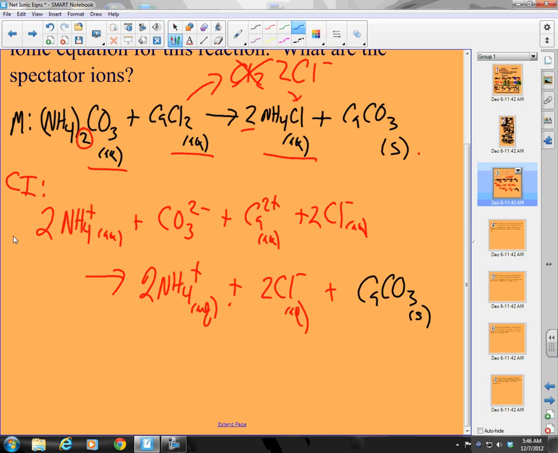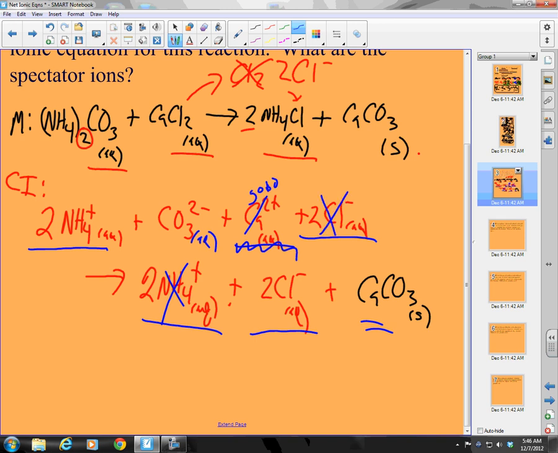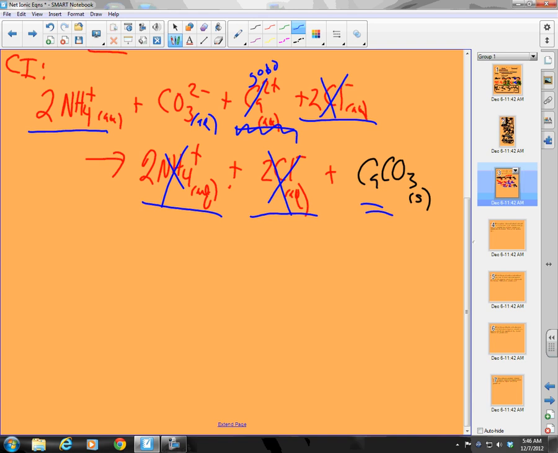Now we want to do what? Let's see if we have any spectator ions. Well, I have 2 ammoniums here. I have 2 ammoniums there. Oops, that should be aqueous, sorry. I have 1 calcium here. Oops, nope, that's not, because it's in a compound here. It's not alone, so I can't get rid of that. Oh, here we go. I have 2 chlorides and 2 chlorides. So these are my spectator ions. Oops, not that. This is good. There we go.